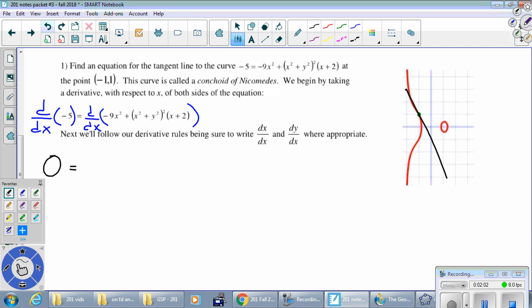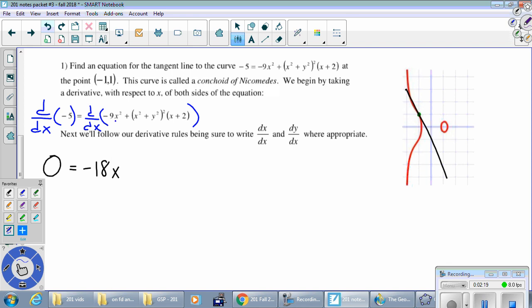The right-hand side is a big old sum. So over that plus sign, we're going to do two separate derivatives and then add. The derivative of -9x squared is -18x. But I'm going to do something kind of funky here. The derivative of -9x squared is just -18x.